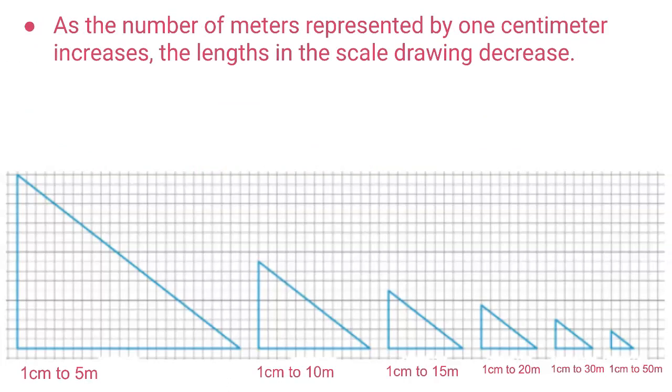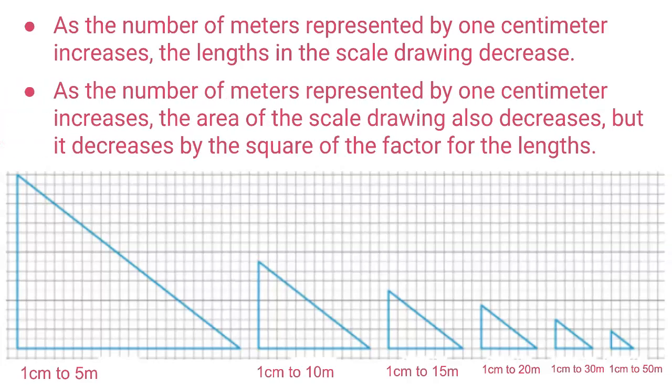All right, so to wrap that up, as the number of meters represented by 1 centimeter increases, the lengths in the scale drawing decrease. And the area will also decrease, but it decreases by the square of the factor for the lengths.